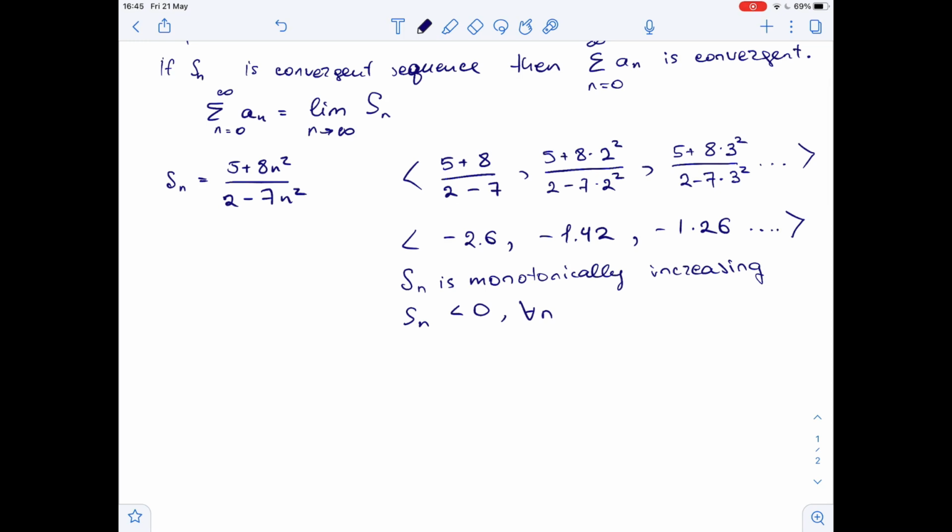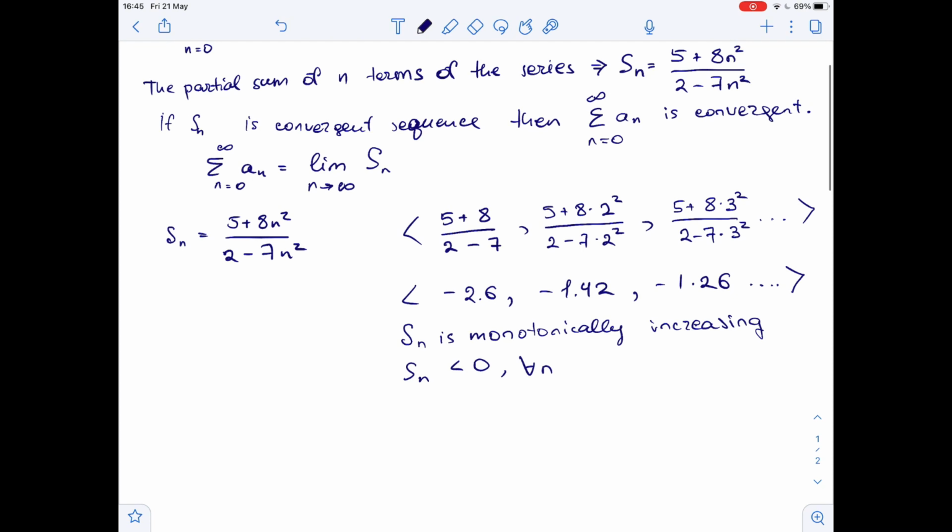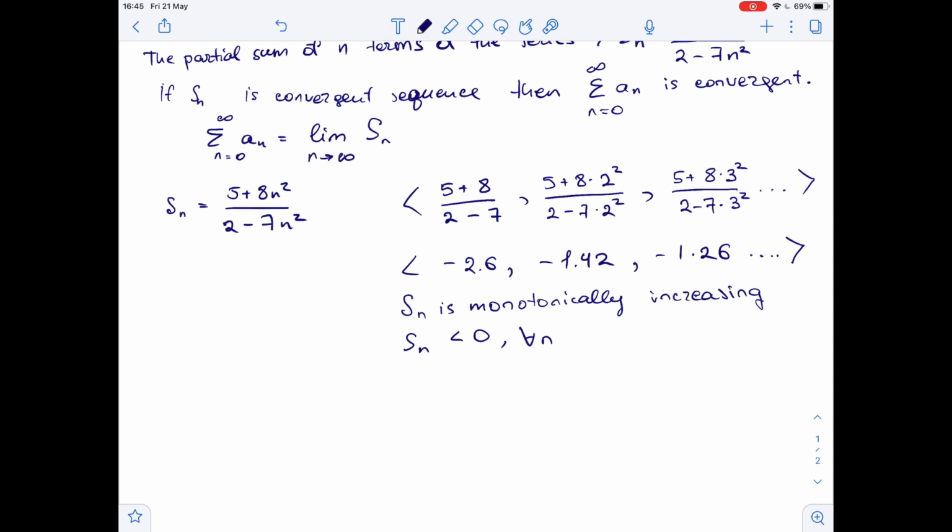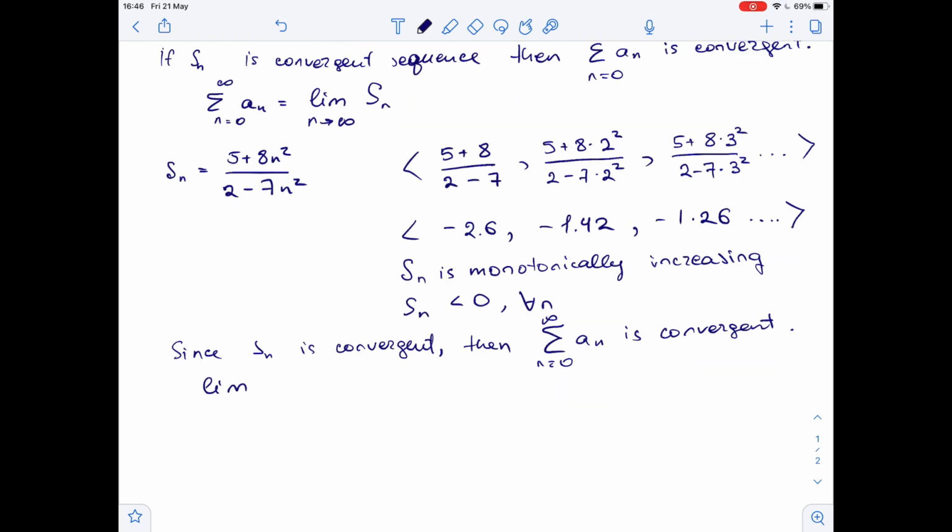And from this we can make a conclusion that since S of n is convergent, then our initial series is also convergent. And now we need to find the limit of S of n.